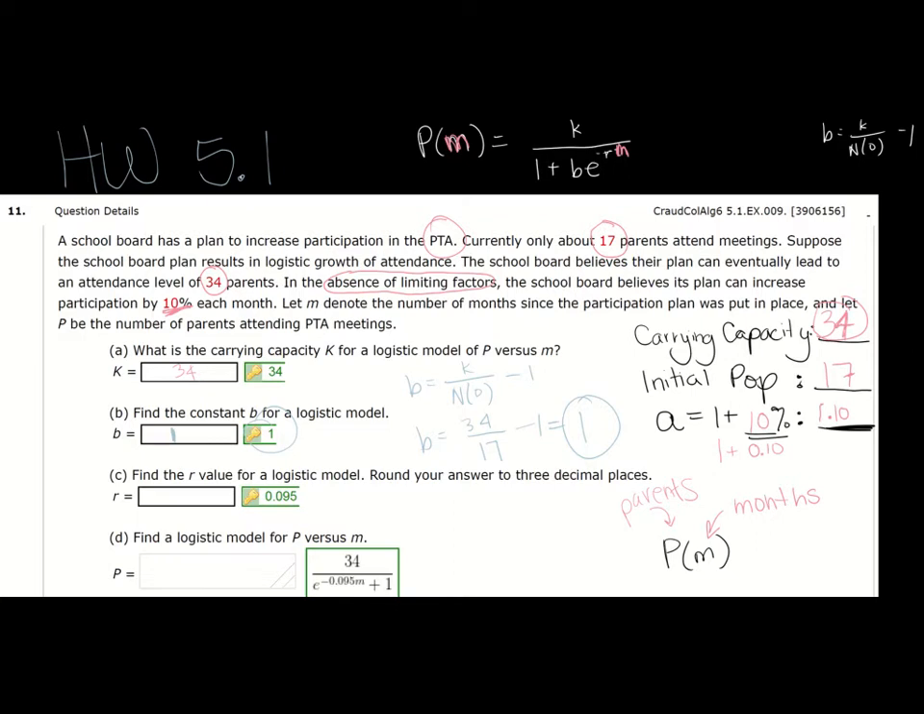For part C, we're trying to find an R value for a logistic model. This is an intrinsic growth rate. This is not R from exponential functions, okay? This is different. This is the intrinsic growth rate. The intrinsic growth rate can be found if you have A, ln of A will give you the intrinsic growth rate, all right? And you're gonna wanna do that to 3 decimal places. Well, we already figured out what our A value is. So let's go ahead and pop this in the calculator. ln from the first column of buttons on the left of your calculator of 1.10.